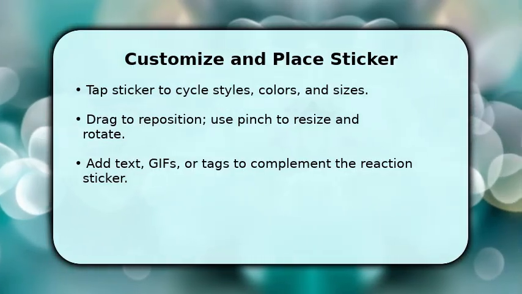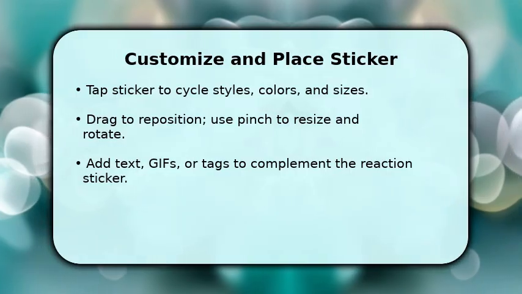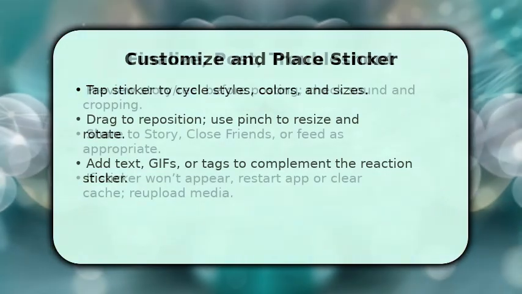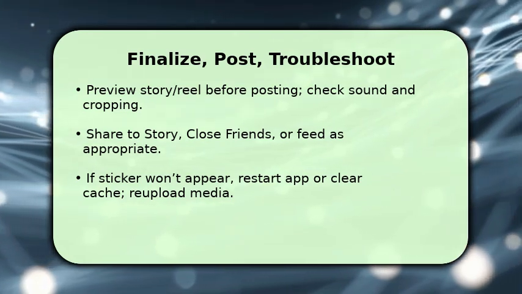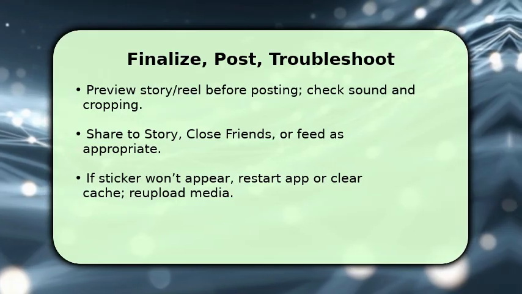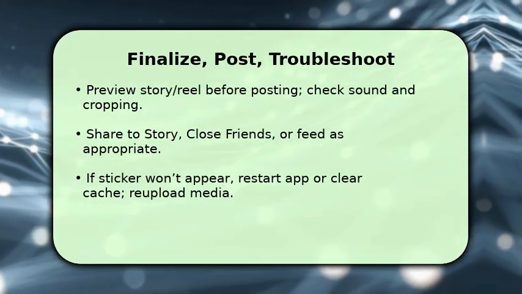Small adjustments. Finish by previewing your story or reel and confirming timing, sound, and crop. Once done, choose your audience, story, close friends, or feed and post. If you need to remove or edit, tap the sticker and adjust or delete, then repost.